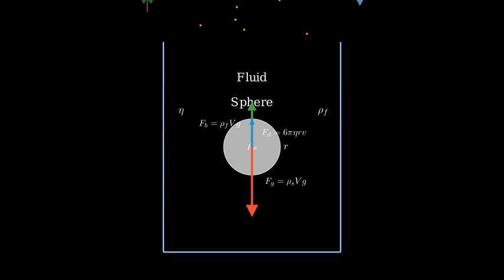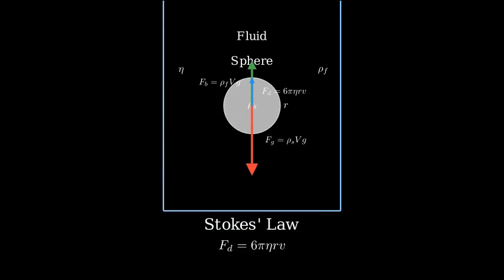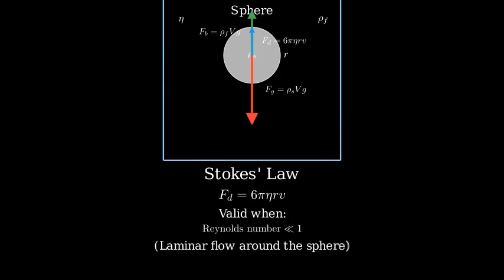Let's focus on the drag force. For a small sphere moving slowly through a viscous fluid, the drag force is given by Stokes' law. Stokes' law states that the drag force is equal to 6 pi eta r v, where eta is the fluid viscosity, r is the radius of the sphere, and v is the velocity of the sphere. It's important to note that Stokes' law is valid only when the flow around the sphere is laminar, which occurs at low Reynolds numbers, much less than 1.